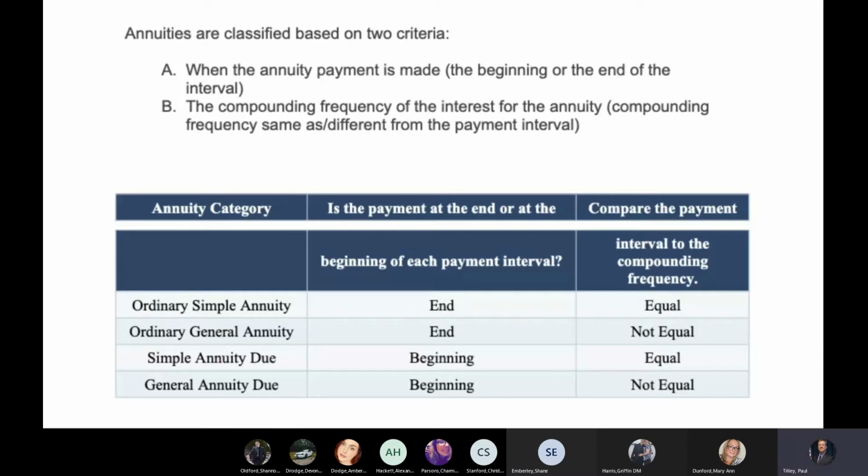If, for example, the interval is yearly and the interest is compounded yearly, it's an ordinary simple annuity. So both of those things have to be equal. That's one of the little checks we need to do when we get the problem, is to say, is that exactly the same as the interest compounding frequency? If it is, it's an ordinary simple annuity.